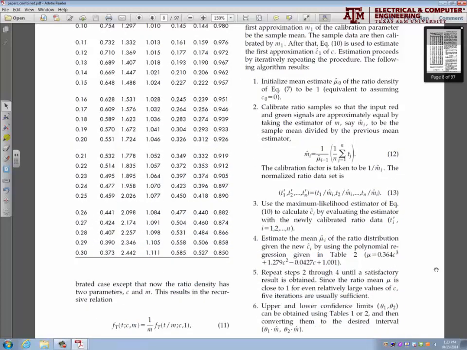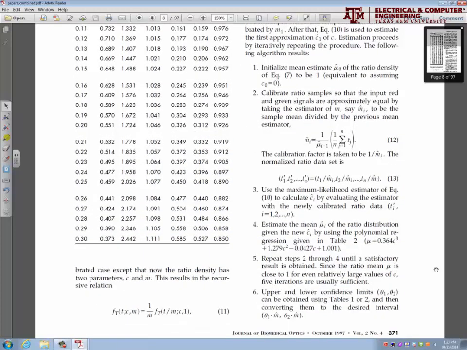So here, steps 1, 2, 3 up to 6. This is basically an iterative procedure. You'll first update M, then update C, and go back and forth until you converge. So repeat steps 2 through 4 until a satisfactory result is obtained.